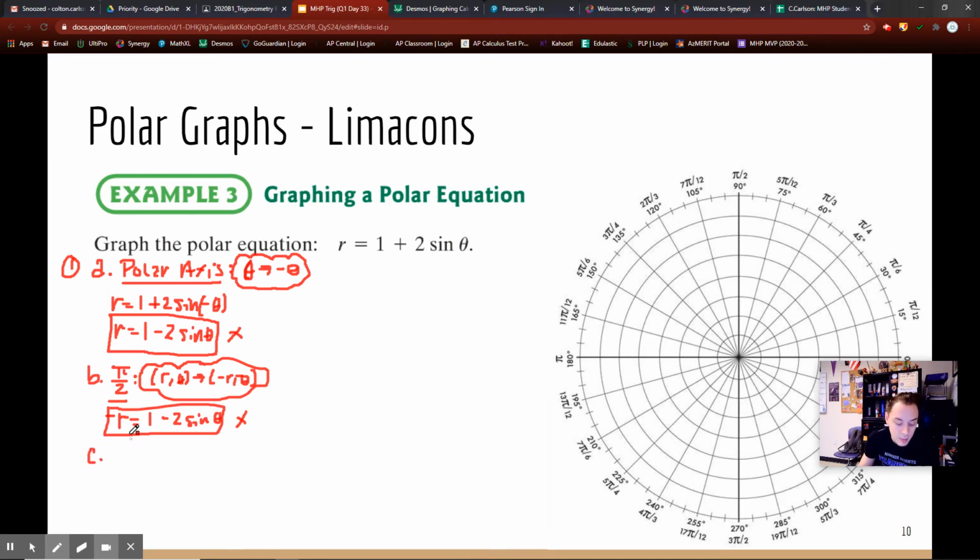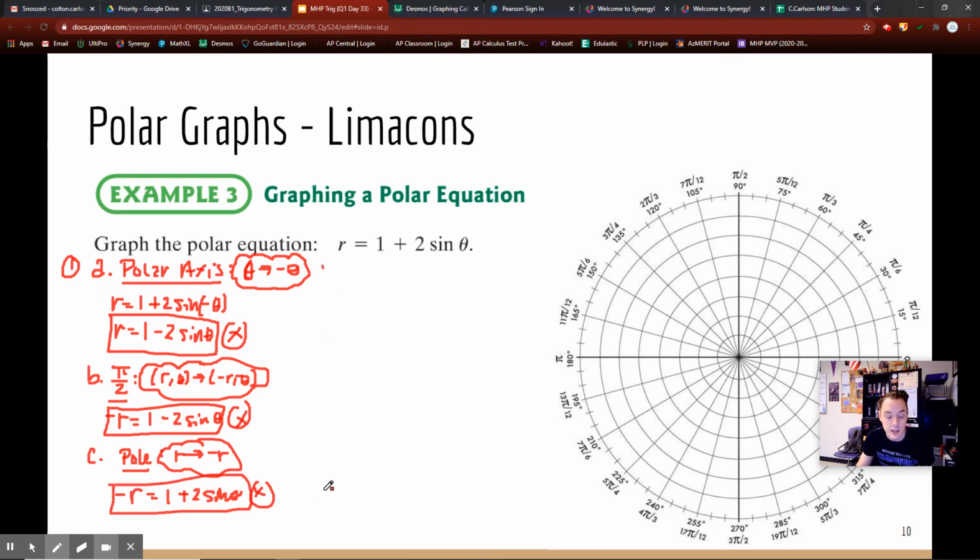And then last, I want to do the pole. So my pole is going to be r to negative r. We're just going to change my r's. But if I change my r's in the problem, r equals 1 plus 2 sine theta, of course, I don't get anything different. So once again, it's a no bueno. So all of these don't check out, even though these were my final answers for the symmetry.